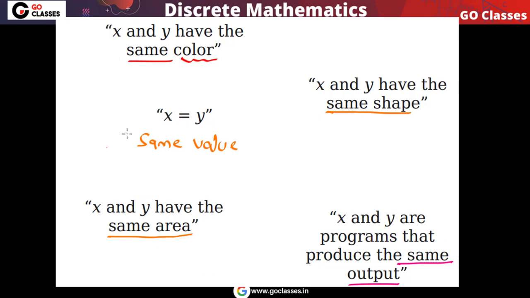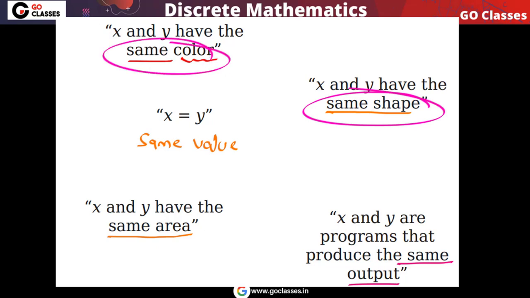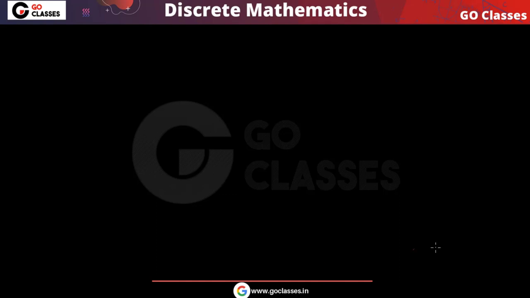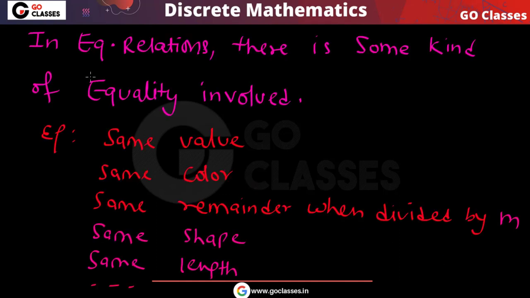So you can notice one thing, that in the equivalence relations, you will see there is some kind of equality. Maybe they are same value, maybe they are same color, same shape, same area, same output. So in the equivalence relations, you can clearly see that there is some kind of equality that is involved. Like same value, same color. X and Y are related if they have same value. X and Y are related if they have same color. X is related to Y if they have same remainder when you divide by M. They have same shape or same length.